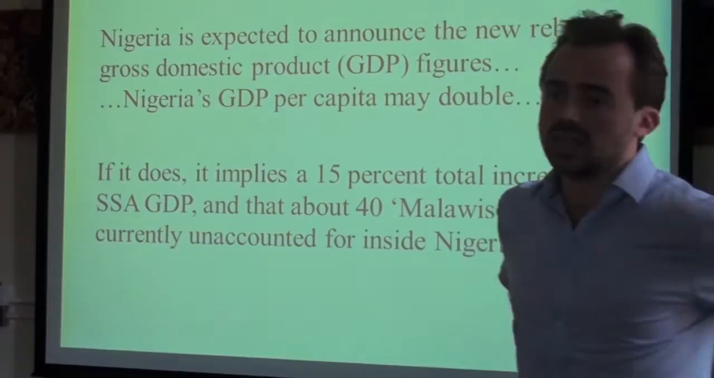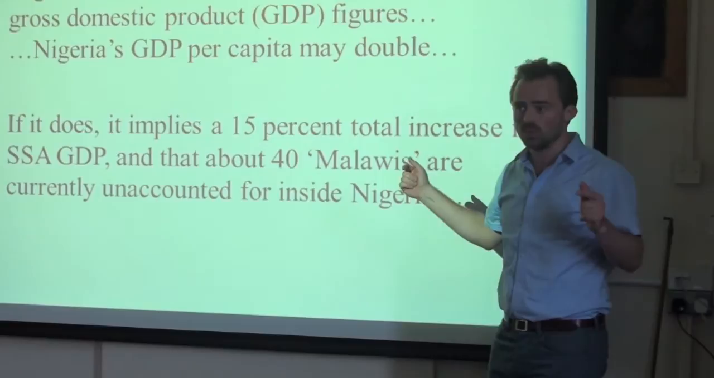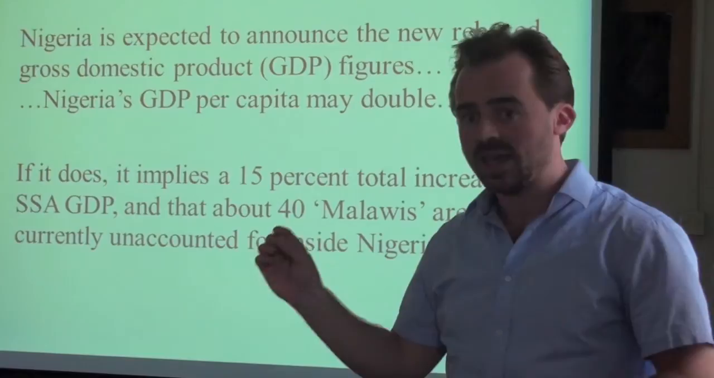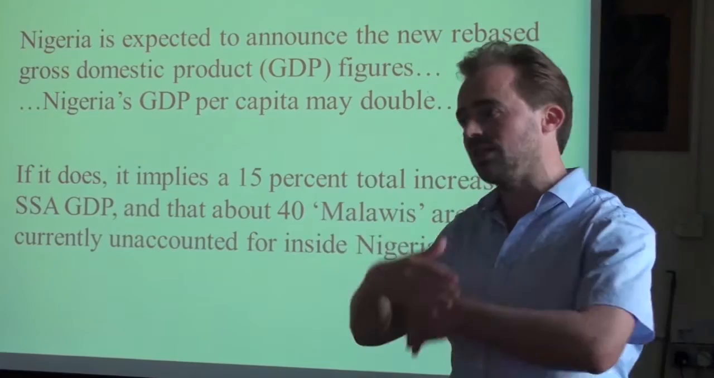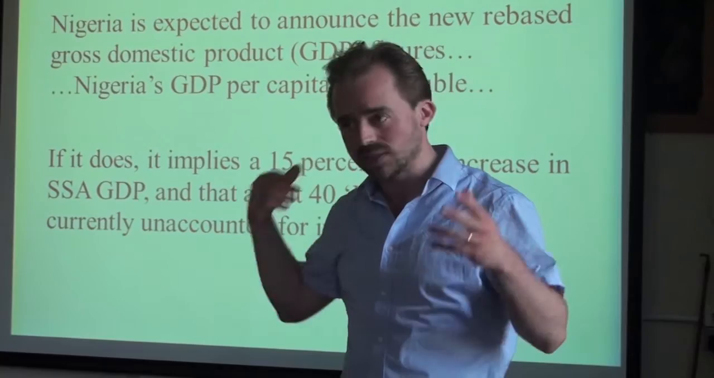This alone, because Nigeria is so big, having a population of anywhere between 145 to 165 million at the moment, means an addition to total sub-Saharan African GDP of 15%. Only the revision means that Nigeria would move up on top of South Africa in terms of total economic size. And if you take it seriously, there are currently 40 Malawis unaccounted for inside Nigeria, which is kind of daunting when you start thinking about the size of the knowledge problem.